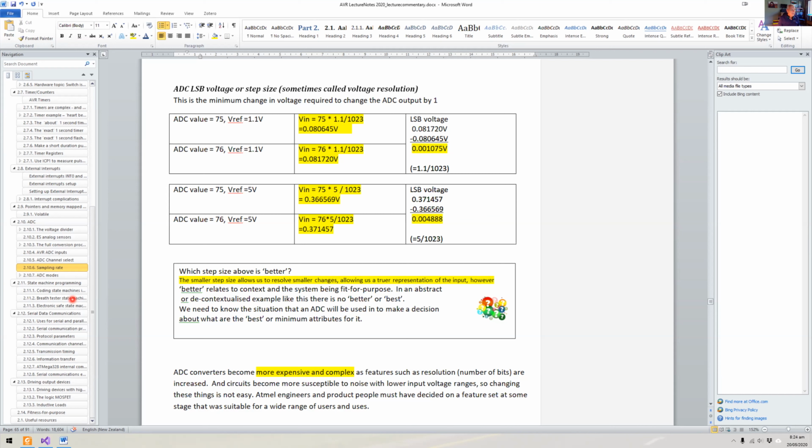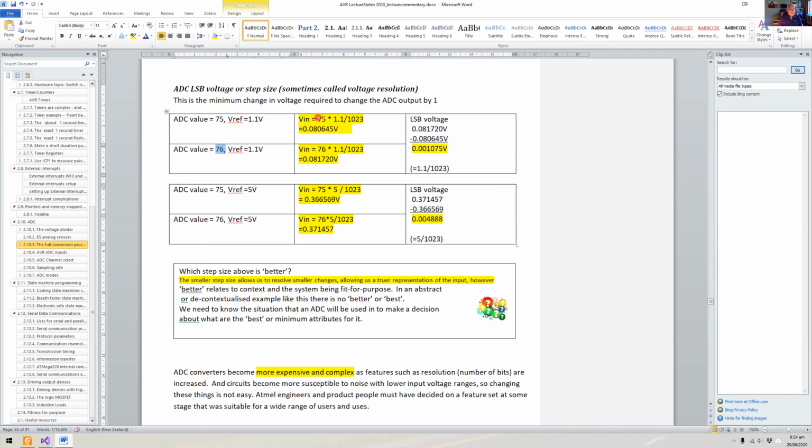So here's a couple of values. Here's 75. And here's 76. And of course, it depends upon the voltage reference you're using. So in this first example, I'm going to use 1.1 volts, which is the internal voltage reference of the microcontroller. And in the second example, I'm going to use 5 volts as the voltage reference.